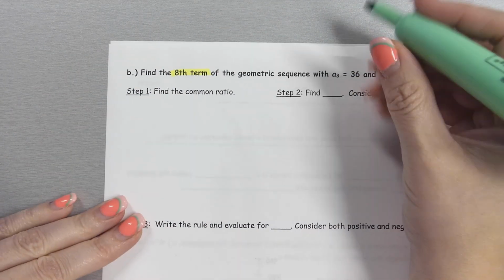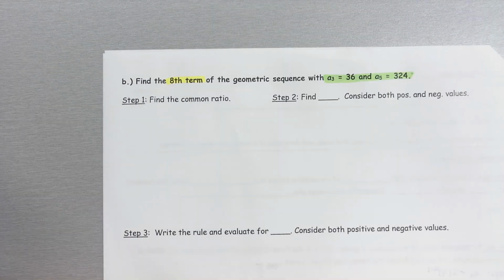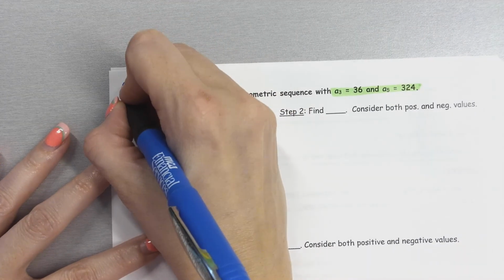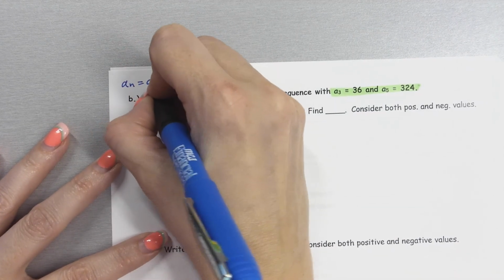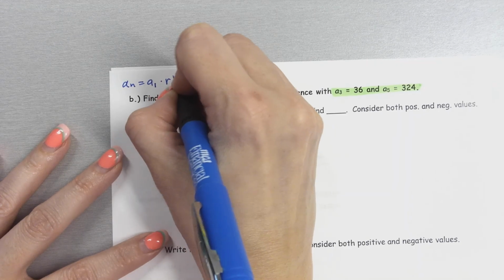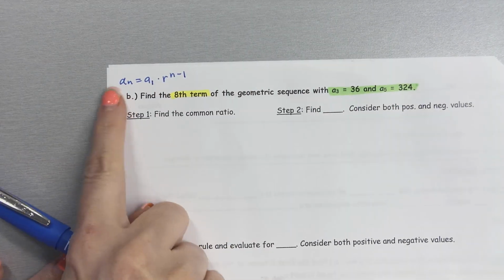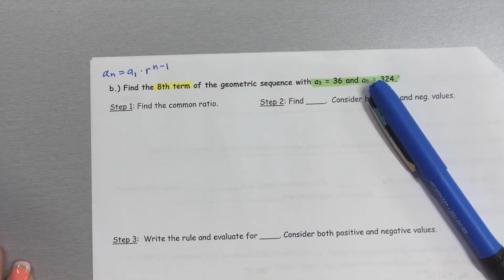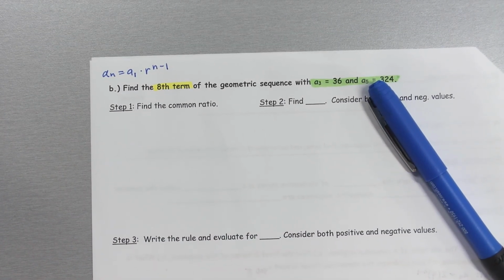And they give you a sub 3 and a sub 5. So these are not right next to each other. They are just a space apart. But let's see if we can find the common ratio. I'm going to write just the general equation here. And then I'd like you guys to write what you're going to plug in for the a sub n and the a sub 1. And then let's see if we can solve that.